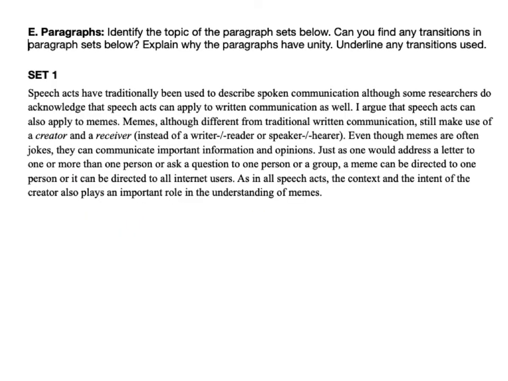Section E, paragraphs. Identify the topic of the paragraph sets below. Can you find any transitions in the paragraph sets? Explain why the paragraphs have unity. Underline any transitions used.